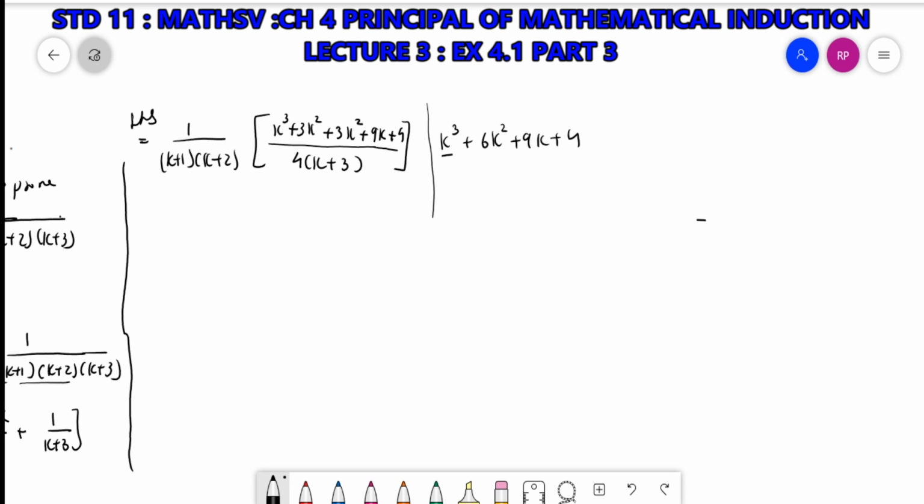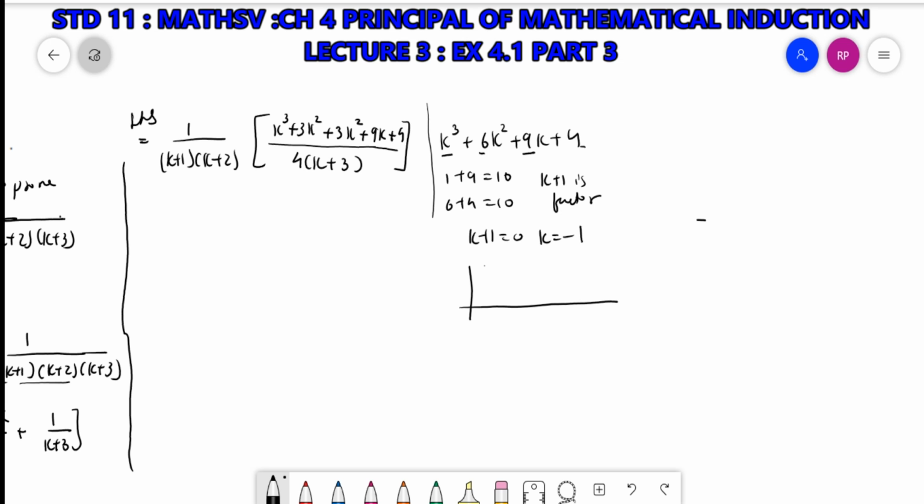Sum of the coefficients of odd terms, 1 plus 9, that is equal to 10. And 6 plus 4, that is equal to 10. The sum of odd terms is the same as the sum of even terms. That means k plus 1 is a factor. That means k plus 1 equal to 0, k equal to minus 1.